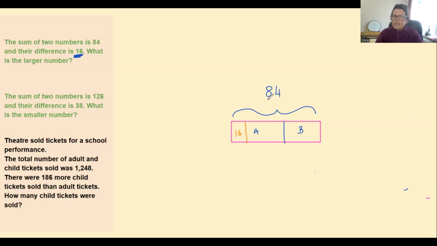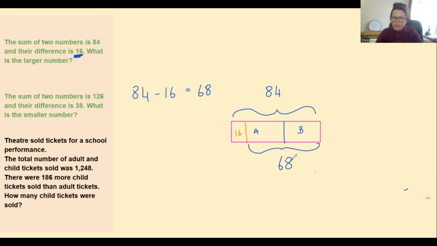Well, if I took away 16 from 84, 14 from 84 is 70, take away another 2 is 68. So if I took 16 away from 84, I'm left with 68. If A was equal to B, the two of them together would make 68. Therefore, what would the value of A be and what would the value of B be?